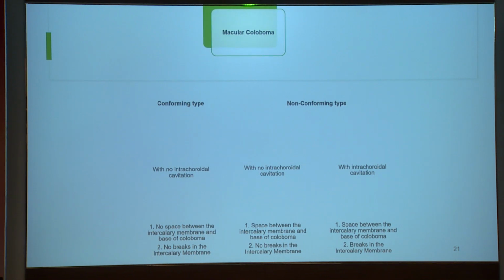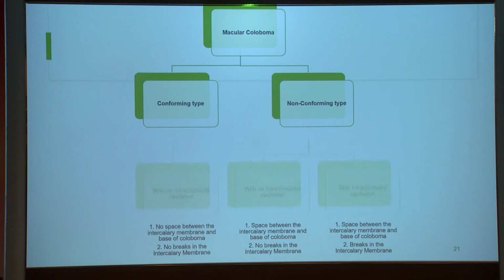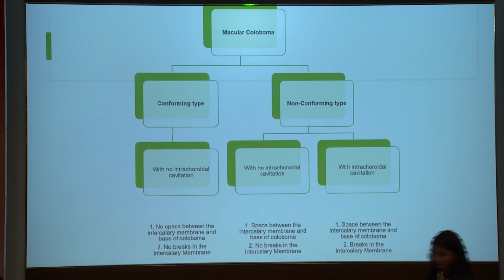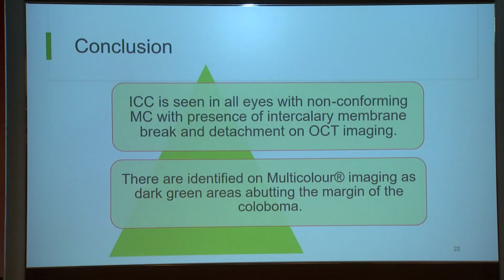So macular coloboma can be of two types, the conforming and the non-conforming type. The conforming type has no intrachoroidal cavitation, and the non-conforming type is further divided into the one with no intrachoroidal cavitation and the one with the cavitation. It is described like I already did.